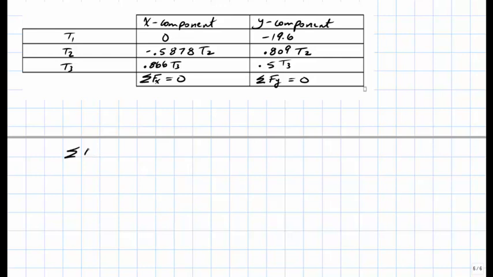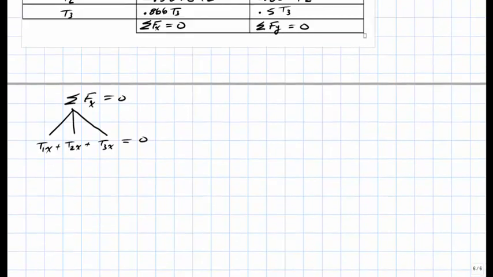Let's start by adding the forces in the x direction. How many forces do we have in the x direction? From the chart, we notice that we have 1, 2, 3 forces. And the forces are T1x, T2x, and T3x. According to the laws of static equilibrium, if we add these three together, they must result in zero, because the object is not experiencing any acceleration.